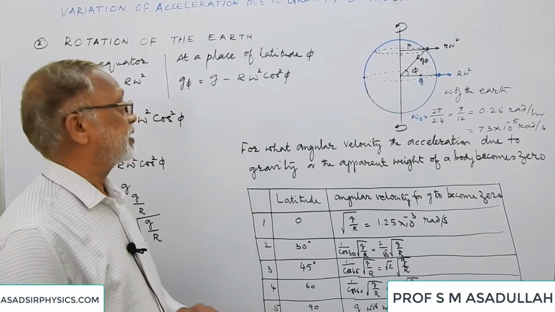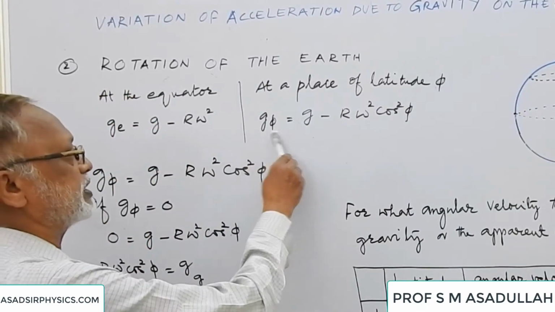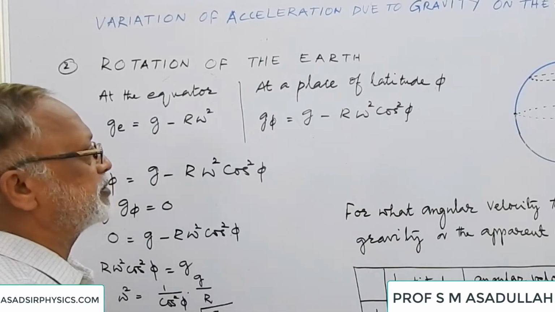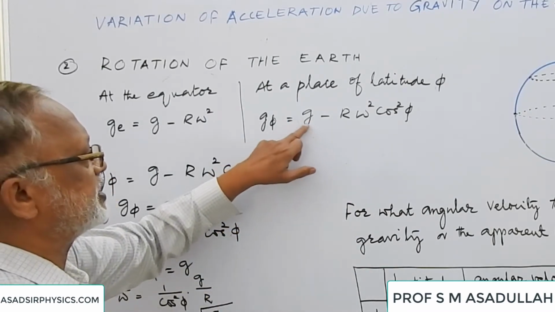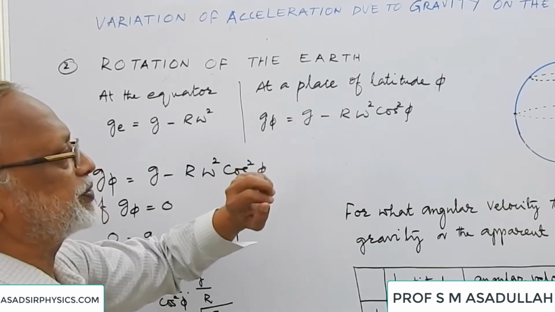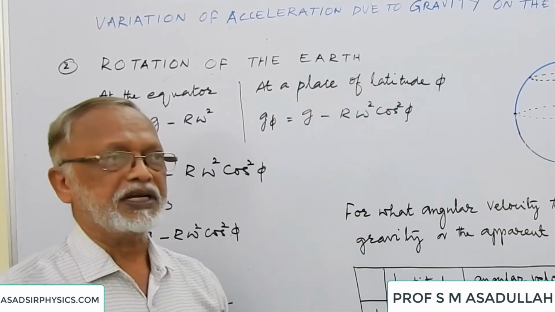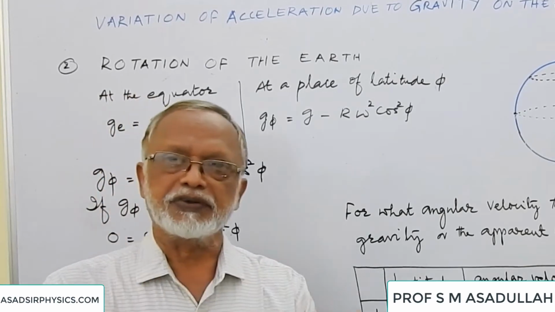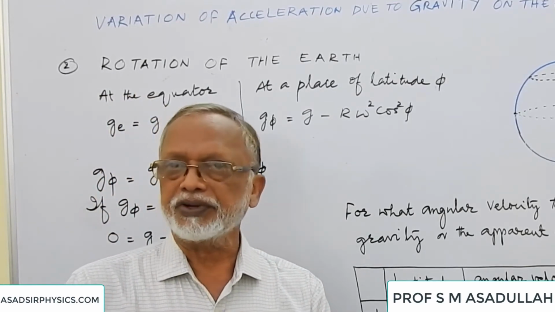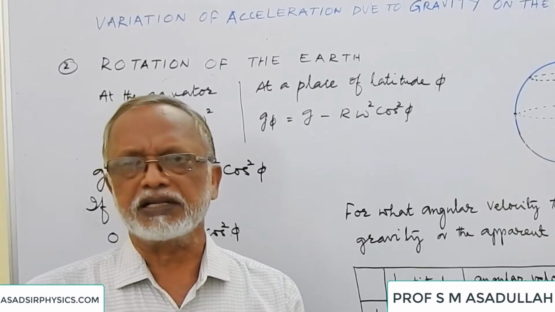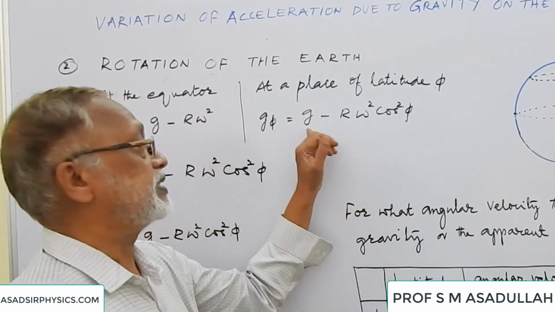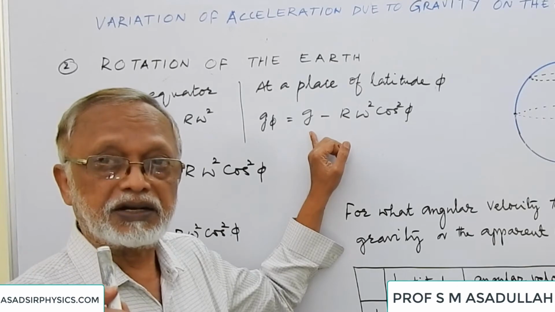For that, let us consider this equation: g_phi = g - R omega^2. Now here one doubt you will get: what is this g? This is the acceleration due to gravity at the poles, because we are considering that the earth is perfectly spherical. If it is not rotating, the acceleration due to gravity at the pole and at any other place will be the same. This is the g when the earth is not at all rotating.